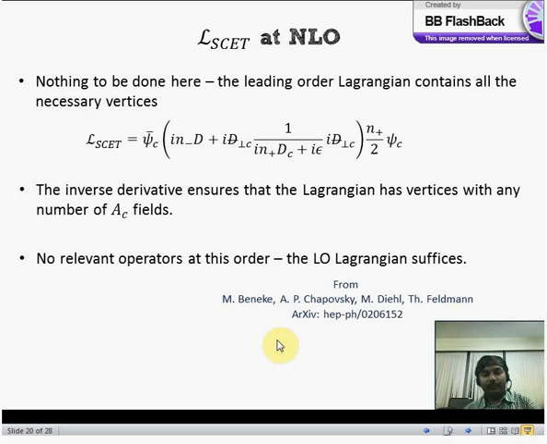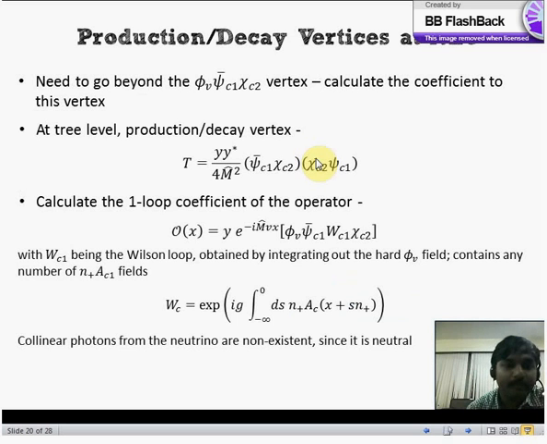Now it turns out that the soft collinear effective theory Lagrangian is fine. It's just fine at leading order. You can have all types of vertices at leading order, and that is because this can be written in terms of Wilson loop. So there are no relevant operators at this order that we have to introduce, and therefore the leading order Lagrangian is fine, and thereby we would be happy with this.